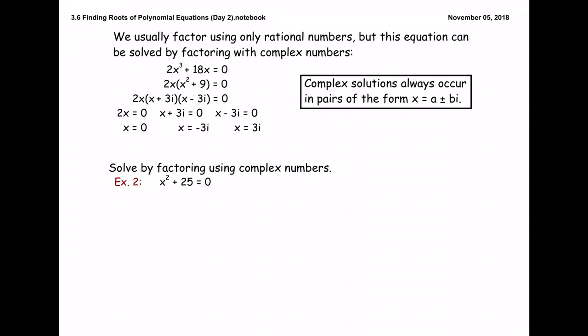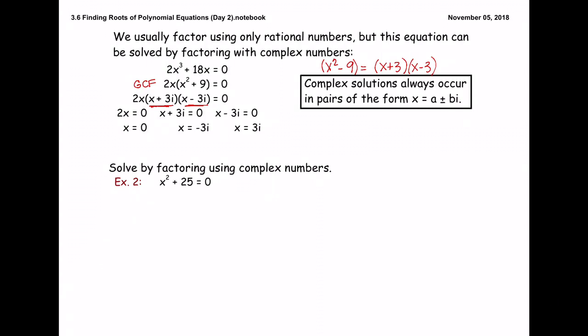So looking at the same problem that we looked at previously, 2x to the third power plus 18x equals 0 can be factored using a GCF to 2x times the quantity of x squared plus 9 equals 0. We then know if we had the difference of two perfect squares and we had x squared minus 9, it would equal x plus 3 and x minus 3. So because it's a complex number, we can rewrite those factors as x plus 3i and x minus 3i.